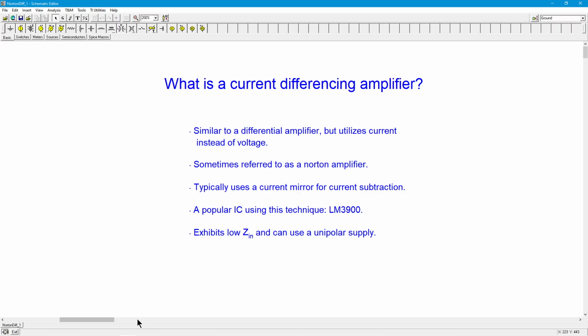Now, how do we create the current subtraction that we need? Typically, this is done through the use of a current mirror. I'll show you a circuit in just a sec. Probably the most popular implementation of the current differencing amplifier is the LM3900. This is an integrated circuit. It's actually a quad. There are 4 amplifiers in one dual inline package. This came out in the early 1970s, as I recall, from National Semiconductor.